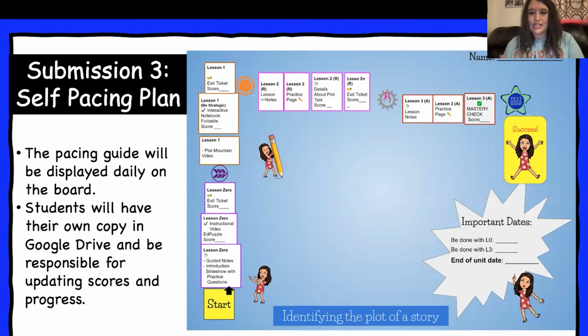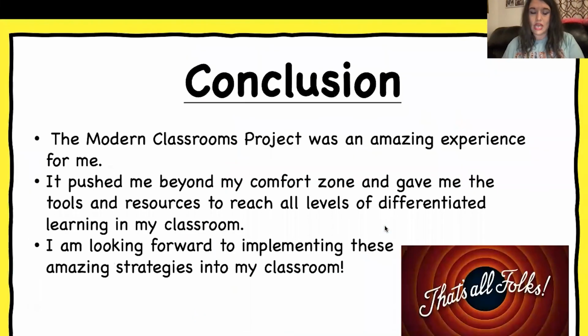Okay, so here's an example of what I use. And then over here on the side, it shows you important dates. So this is the date that you need to be done with lesson 0, lesson 3, and then the total unit, this is when you need to be done. So of course there is a time limit. You can't spend all year on one unit. So of course you give them a time limit, whether it be a week, 3 weeks, whatever your students need. Okay, so that's basically my project and what I did.